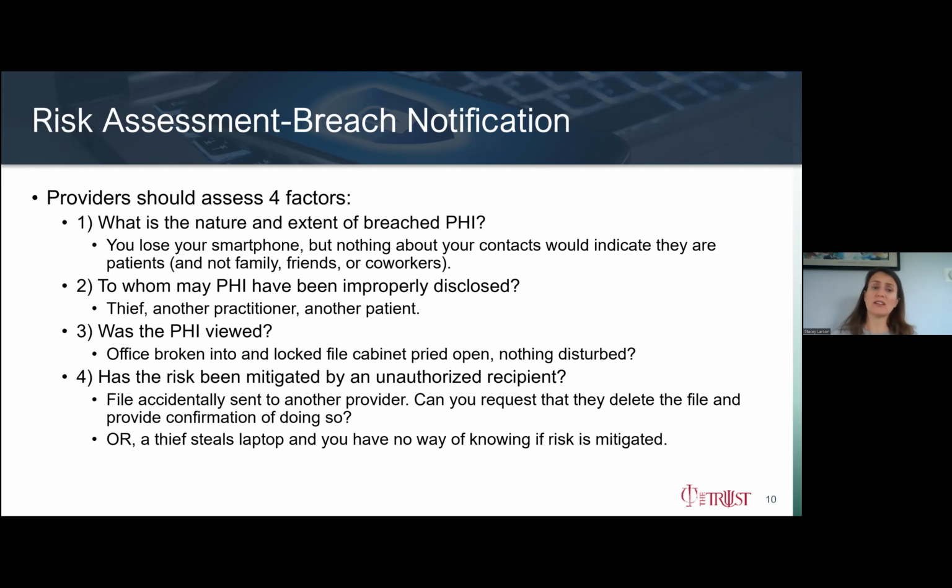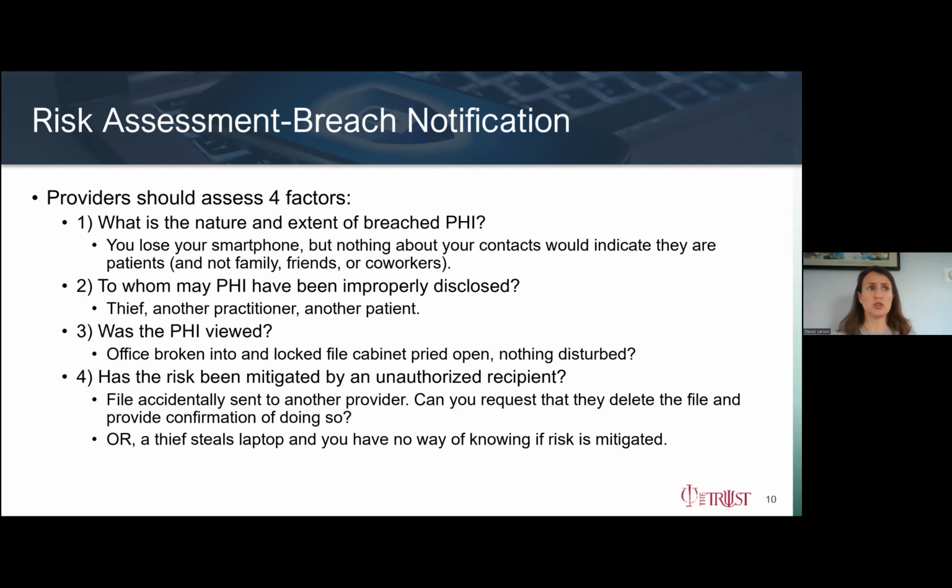So providers, as part of this risk assessment that the Department of Health and Human Services and Office for Civil Rights have kind of set up, should assess 4 factors. So what was the nature and extent of the breached PHI? So you lose your smartphone. There's nothing about your contacts that indicate they are patients, not family, friends, coworkers. There's nothing about your smartphone that even indicates that you are a provider. So, the question is, is that PHI really PHI at that instance?